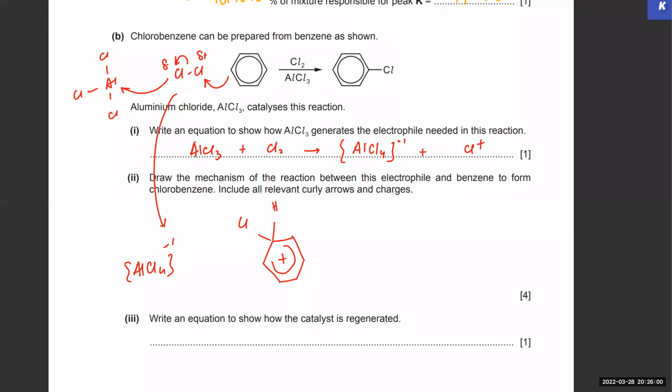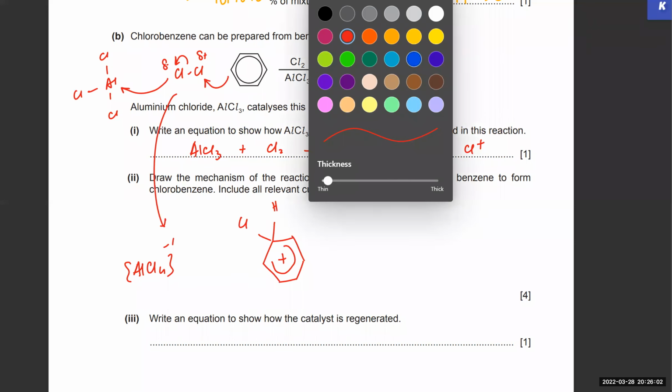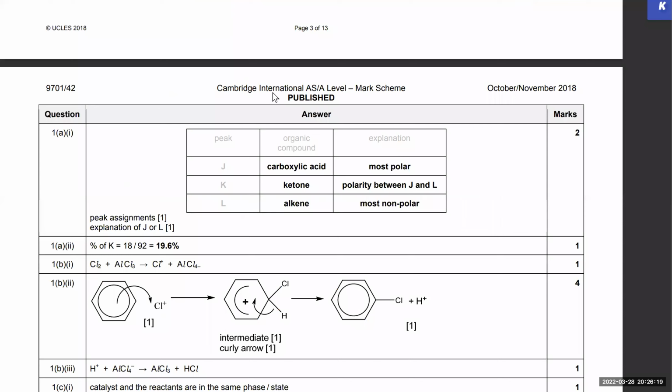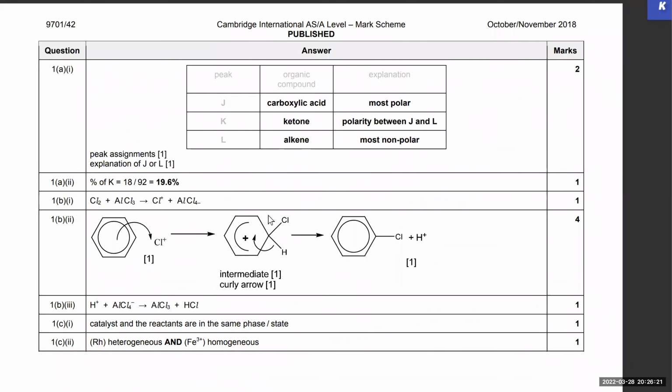And in the next step, it loses its electron and leaves. And you can bring in the AlCl4 in that as well. So include all relevant curly arrows. We can just have a quick look at the mark scheme as well. So that's the last step. This is the middle part.